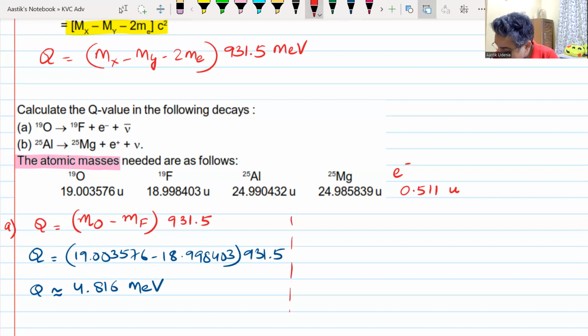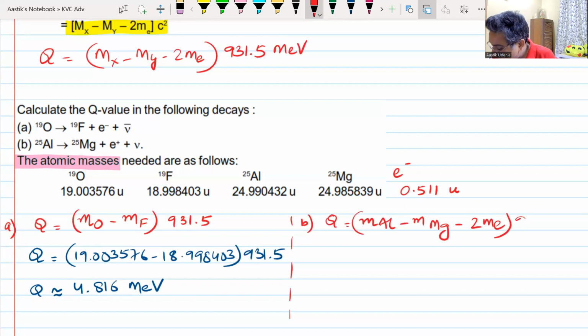In the second case, I just wanted you to understand the formula. The Q value will be given by mass of aluminum atom minus mass of Mg atom minus 2 times the mass of an electron, multiplied by 931.5, because this is a beta positive decay. I will just put the values and tell you the answer.